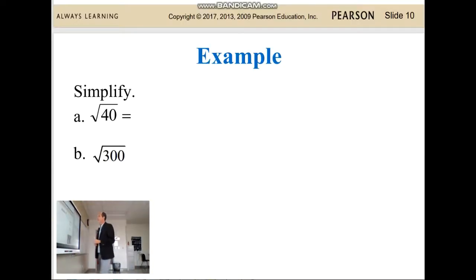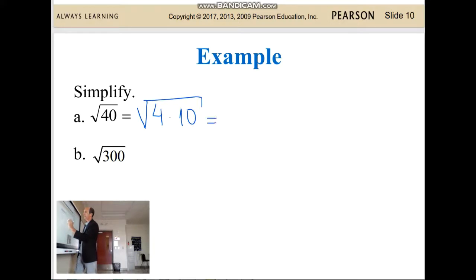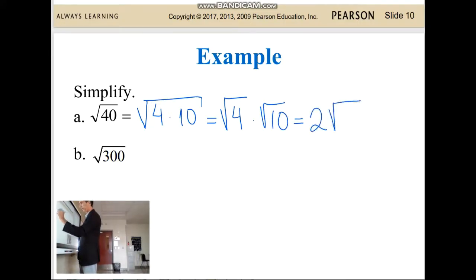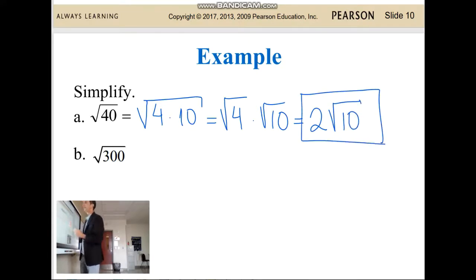We have an example here. Simplifying, letter A, square root of 40. I'm going to use the product rule for radicals to simplify this. The square root of 4 times 10 is equal to square root of 4 times square root of 10. And we know square root of 4 is 2, times square root of 10. This is the result of that simplification.